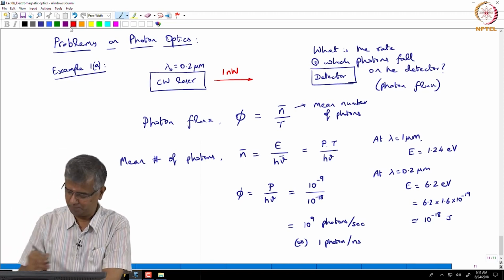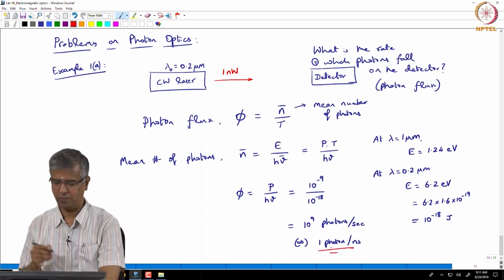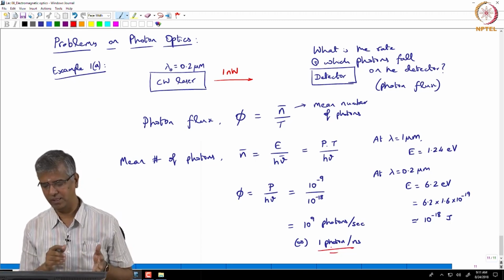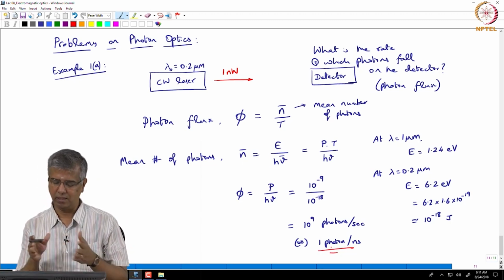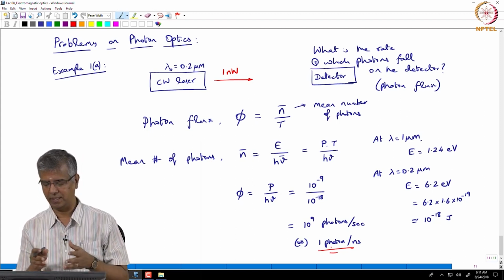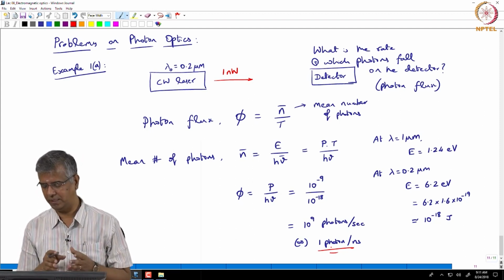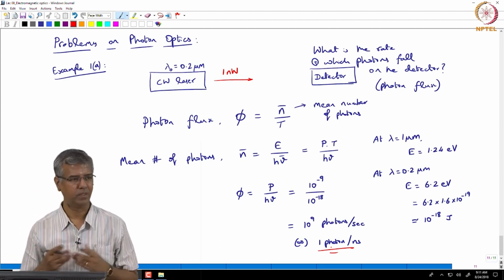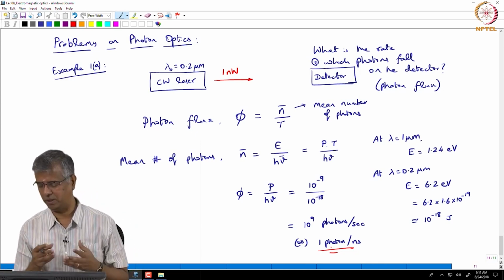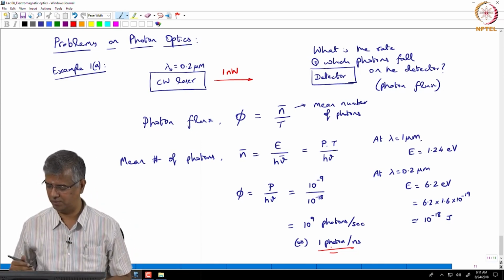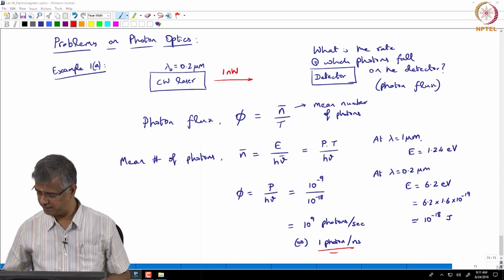Anyway, so as far as what we were asked in this problem, we're just converting traditional quantities like power and energy into photons, in number of photons and photon density and so on. So, let us move on to another example.